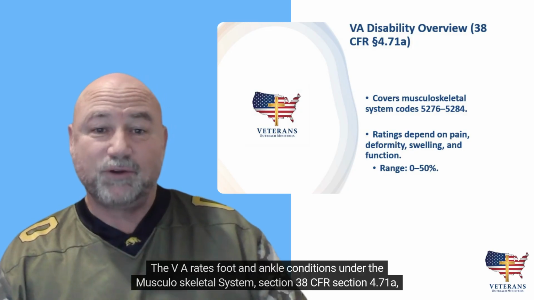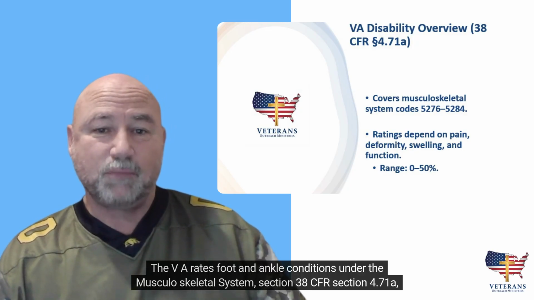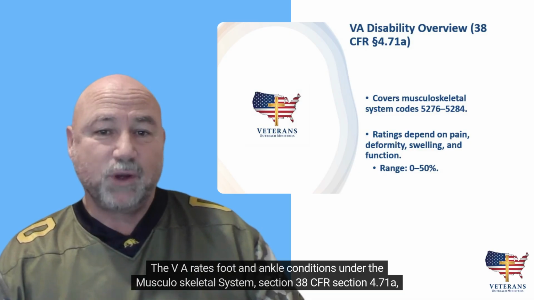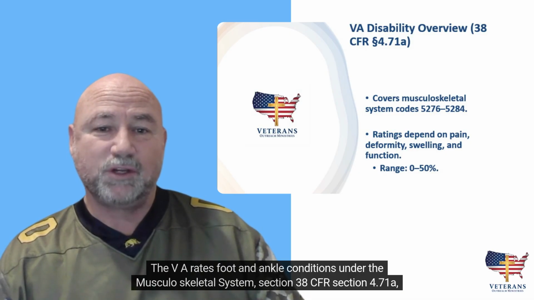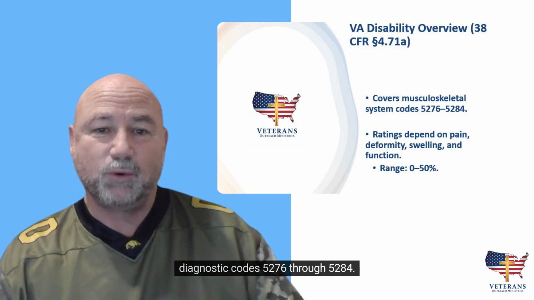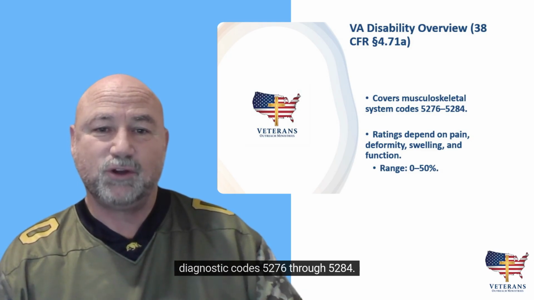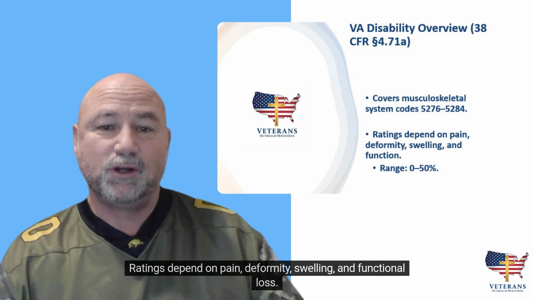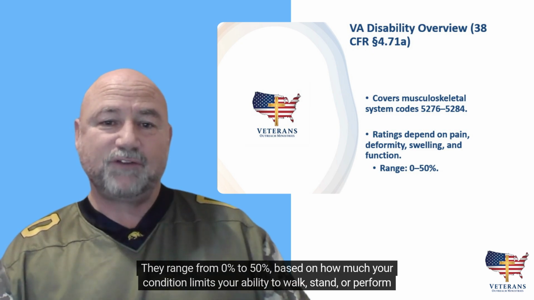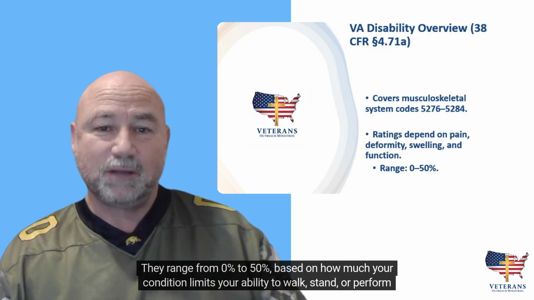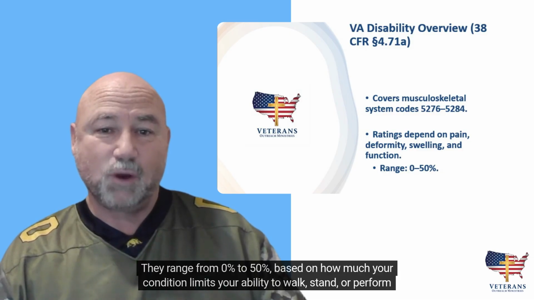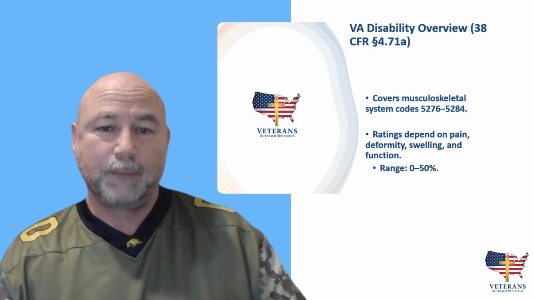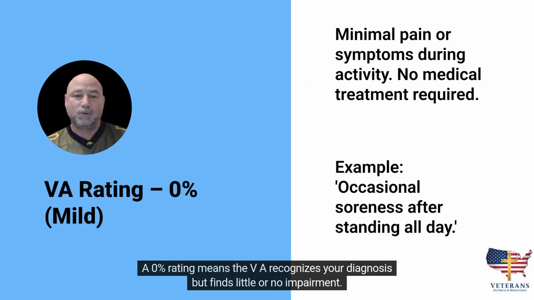The VA rates foot and ankle conditions under the musculoskeletal system, 38 CFR Section 4.71a, diagnostic codes 5276 through 5284. Ratings depend on pain, deformity, swelling, and functional loss. They range from 0% to 50% based on how much your condition limits your ability to walk, stand, or perform daily tasks. A 0% rating means the VA recognizes your diagnosis but finds little or no impairment.